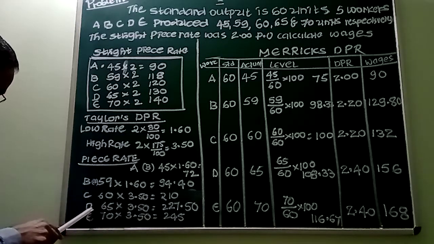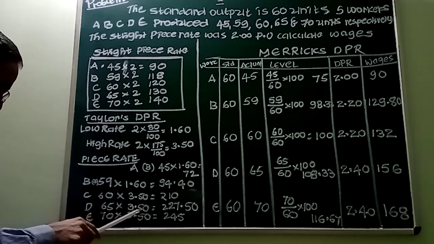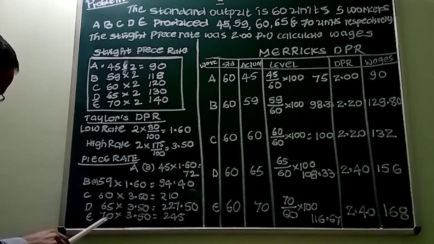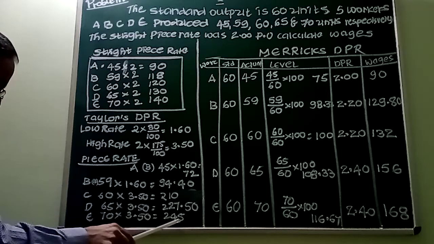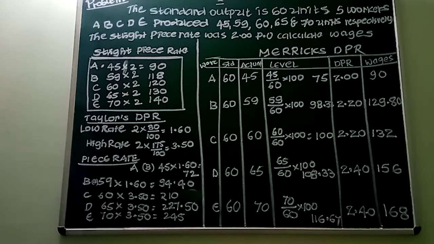Similarly, D is also above the standard. So he will also be paid the above standard piece rate, that is 3 rupees 50 paisa. Coming to E, he is also above the standard. 70 into 3 rupees 50 paisa is equal to 245. This is the calculation of the wages under Taylor's differential piece rate method.